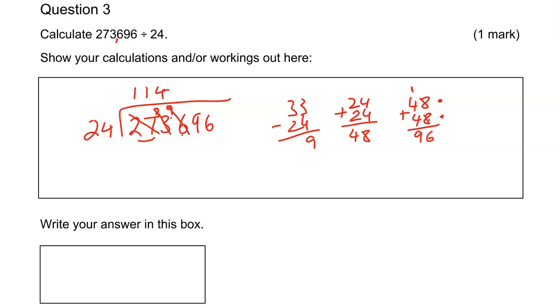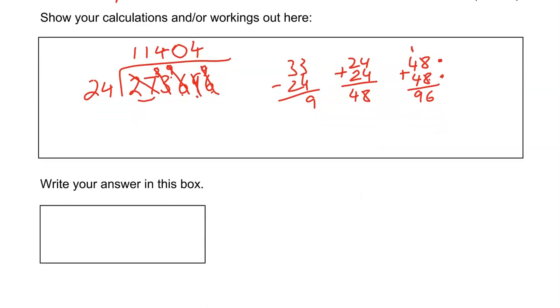Now we move into the 9. How many 24s fit into 9? That's 0. And that means we have 9 remaining. So now how many 24s into 96 again? And we said 4 earlier. And there is nothing remaining. So we'll put the answer here. 11,404.